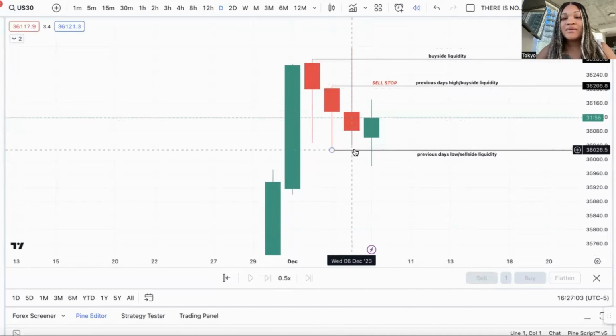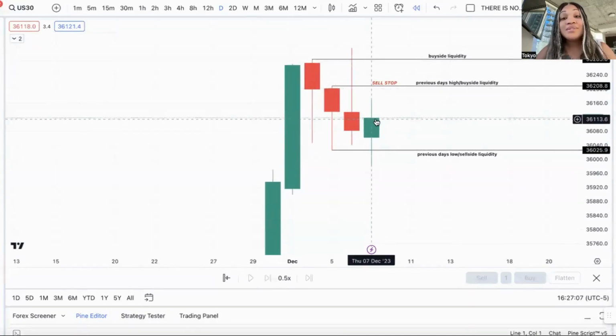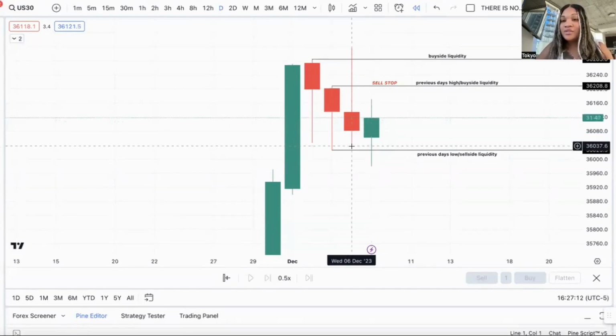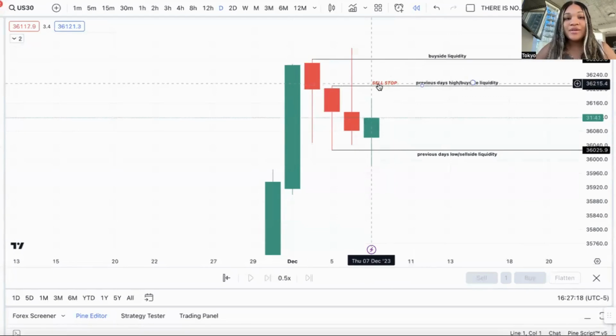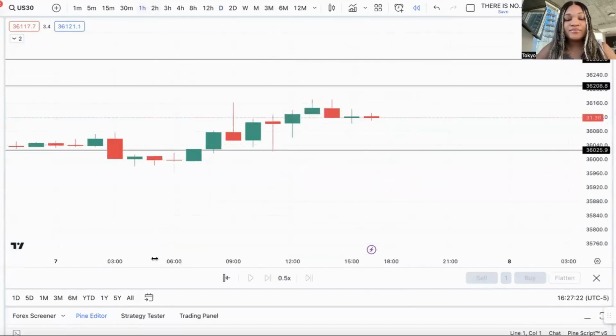It wicks, it comes down, it leaves behind some sell side liquidity. As we open for the new day, guys, I am targeting this sell side liquidity, which is the previous candle's low, and that original previous day's candle's low, no matter what. So I was entered in here, and let's take a look at this on the smaller time frame. Let's look at that sell stop.